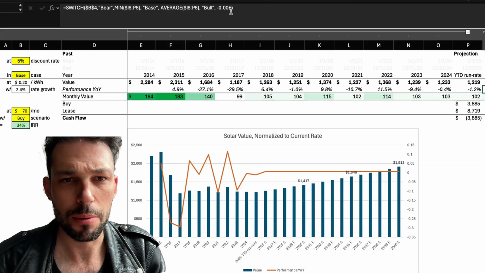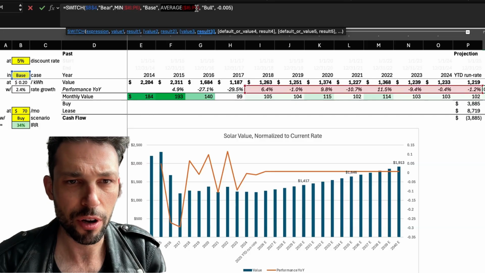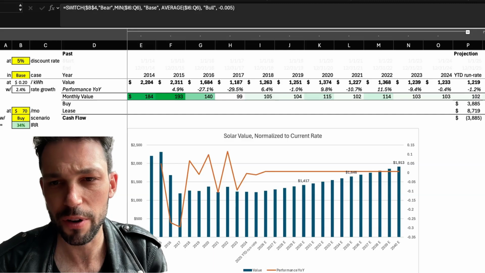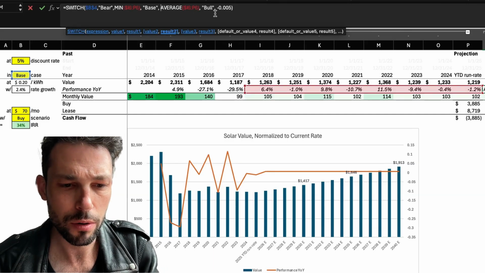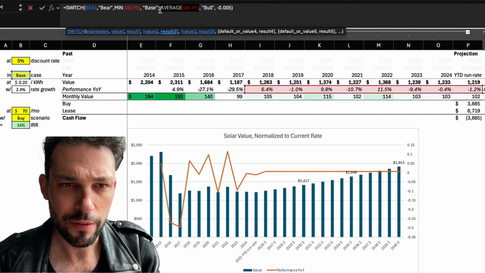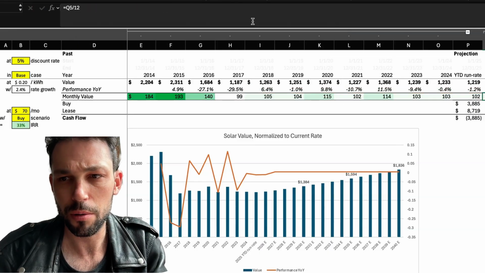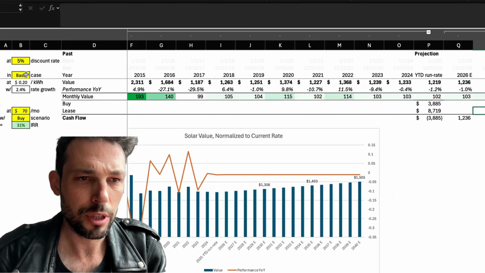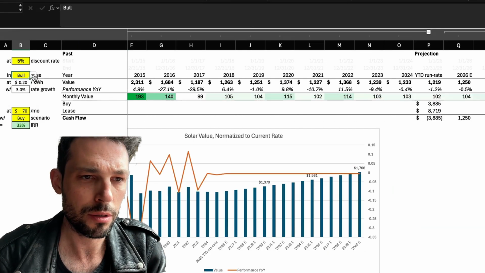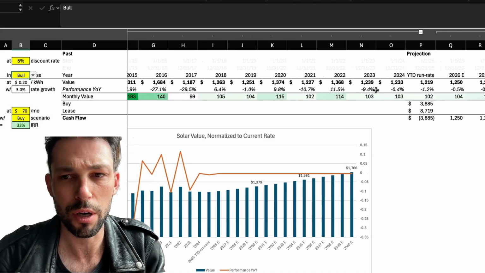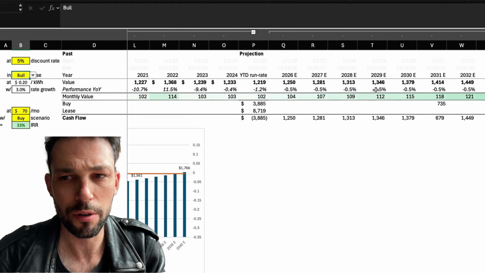Okay, I figured out what the problem was. In the base case, I'm using the average of all these, which is actually coming out to a positive number. And the panel's not going to get better year after year unless it gets sunnier. So I'm just going to say that for the average, for the base case, we're just going to have it down 1% per year. Fill that through. The base case is a little bit worse IRR than the bull case, which it should be. In the bull case, you're still getting that, only 0.5% per year is it going down by.